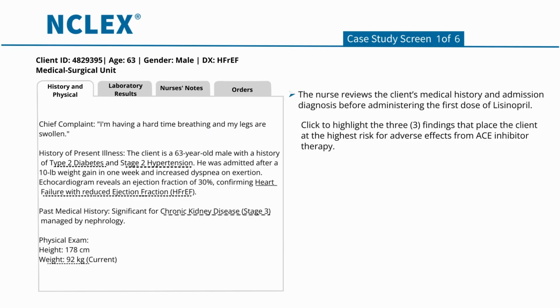Today, we are walking through a high-yield Next-Gen NCLEX case study on ACE inhibitors. We'll move through 6 screens, focusing on clinical judgment and pathophysiology. Let's head to the bedside.